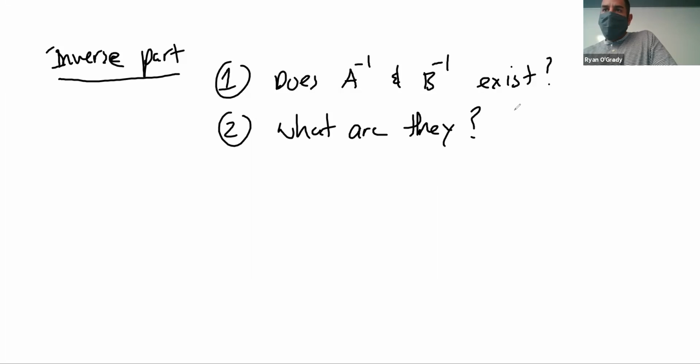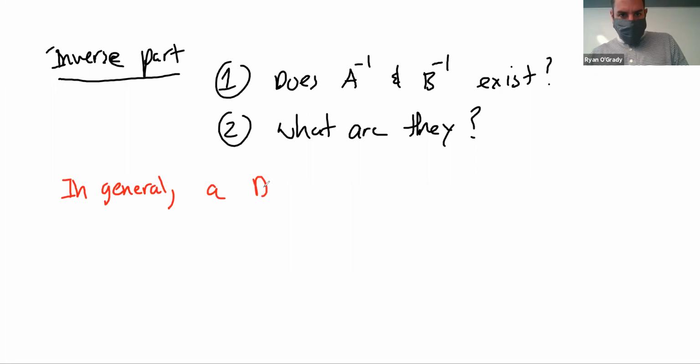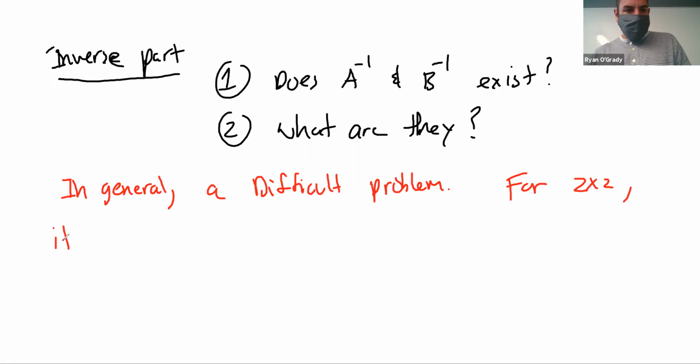Now, luckily, I shouldn't say luckily, because it's not luck. There's nothing lucky about it. So let me say this. In general, this is a difficult problem. But for 2 by 2, it's doable. And now, how are we going to do it?